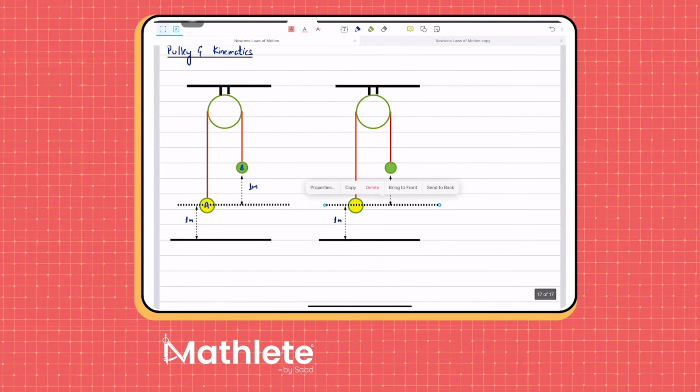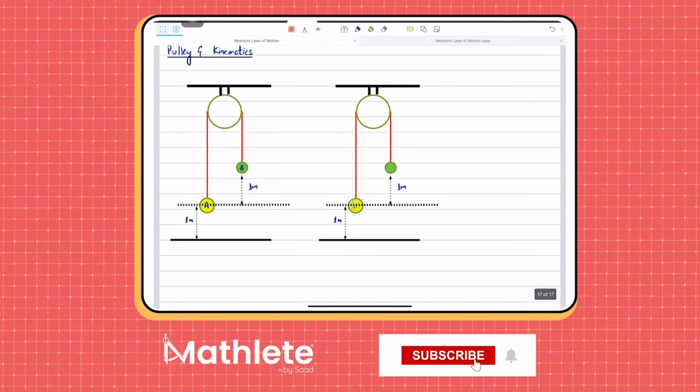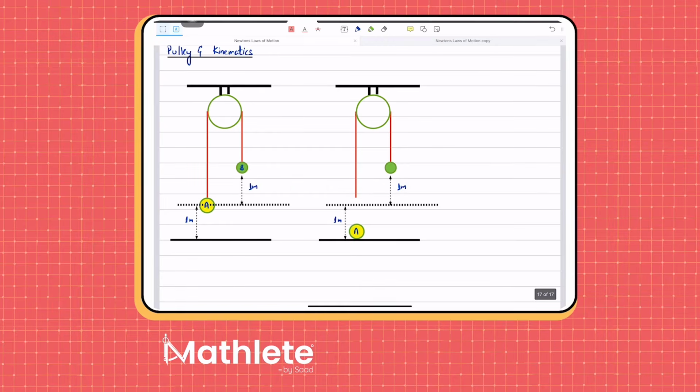A falls down. Okay, so here we have A, which falls down, touches the ground. And if A falls 1 meter to the ground, then what happens to B? B will rise 1 meter. All right, that's correct. So consequently, B rises 1 meter.